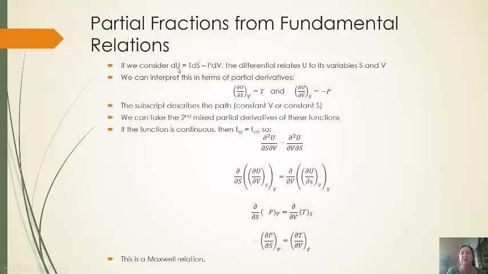So how U changes with S is equal to T if I use a constant volume path. Similarly, if I choose to see how U changes with V on a constant entropy path, then this is going to be 0 and I'm left with negative P. So dU dV at constant entropy is negative P.